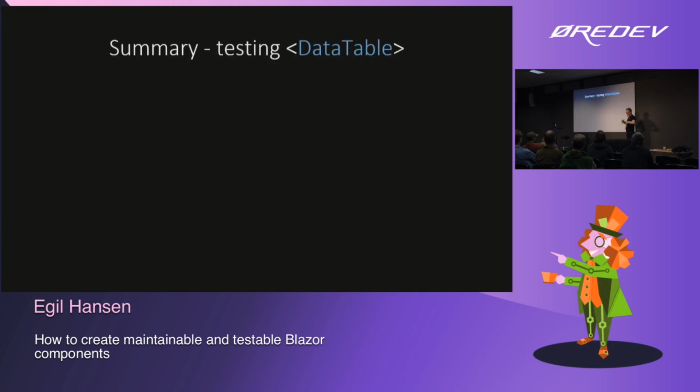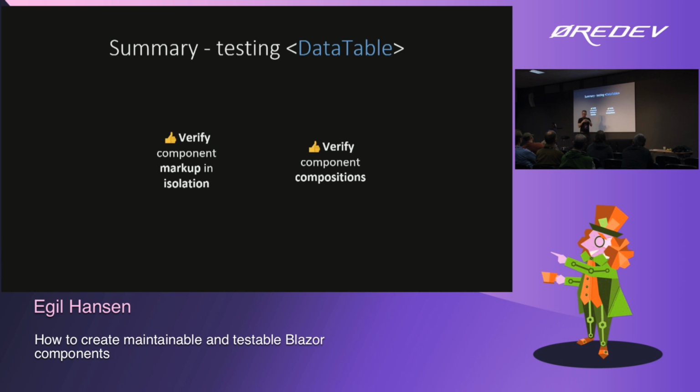So let's summarize. The idea here is that we tested the components and the markup they produce individually and independently of each other, so we don't have tests breaking when sub-child components' markup changes, for example. And another thing we did, we verified how the components are composed together, how they're using each other, what parameters they're passing to each other, so that we know we are using them correctly and tying them together correctly.